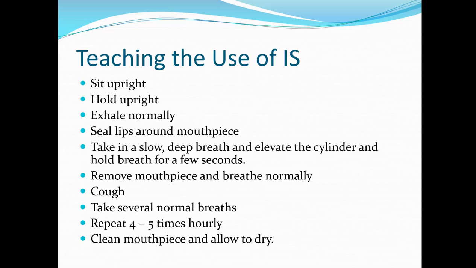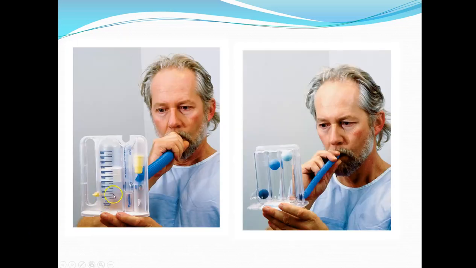Okay, so for teaching, we want them to sit upright and hold the incentive spirometer upright. They're going to exhale normally, and then they're going to seal the lips around the mouthpiece, the big tube part of it. Then they're going to take in a slow, deep breath, elevate the cylinder, and hold the breath for a few seconds. The cylinder is this little white part here on the one on the left. I'm not exactly sure what the goal is on the one on the right, to be honest, because I haven't used that one. But the cylinder is the white part.